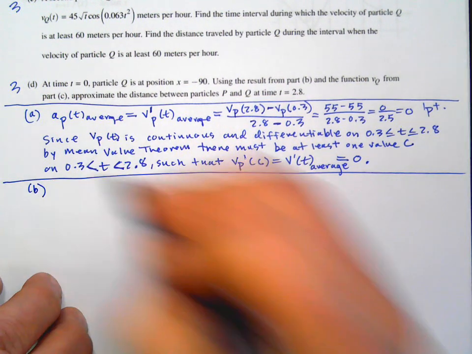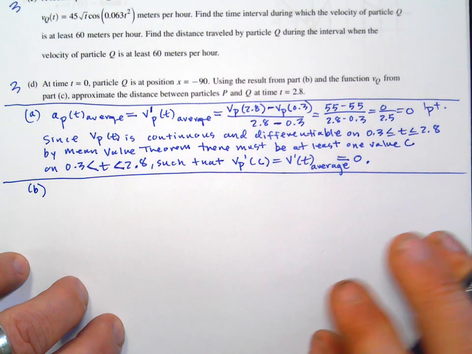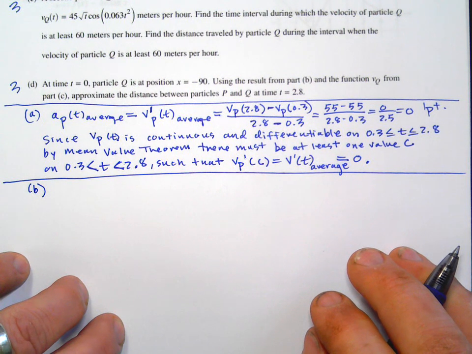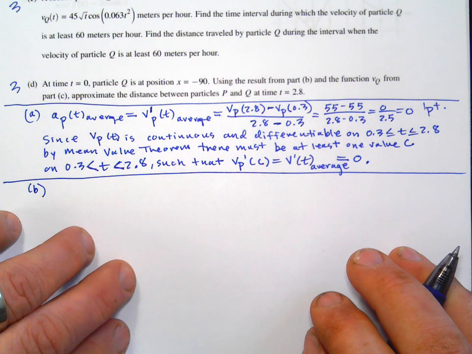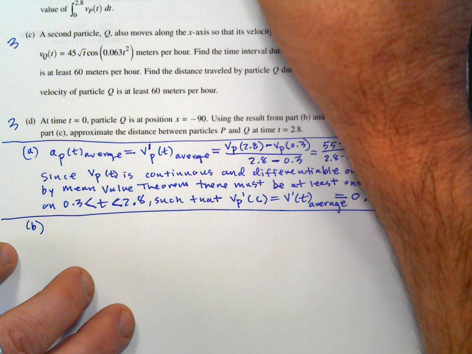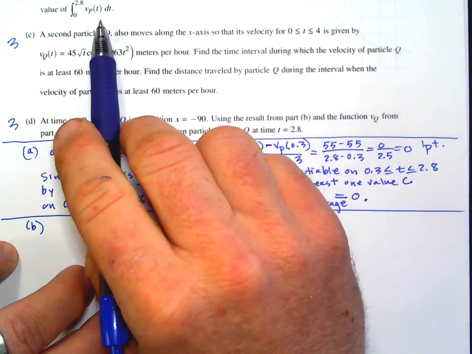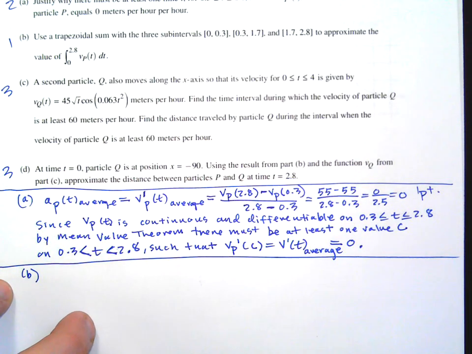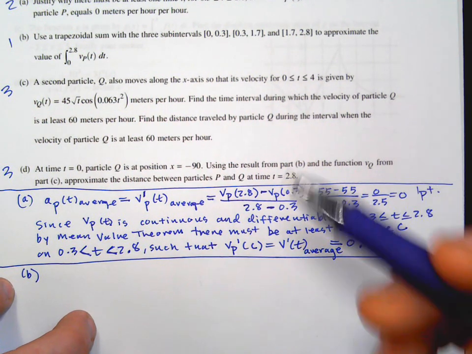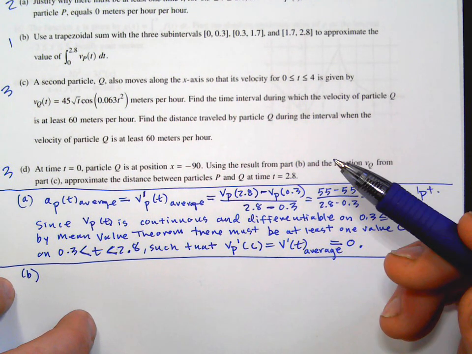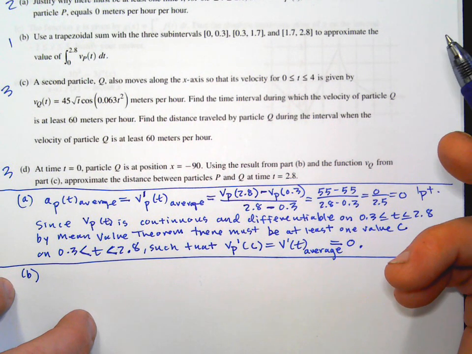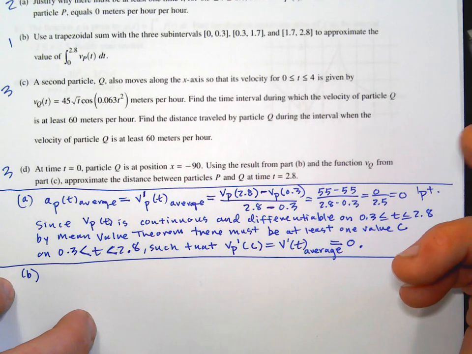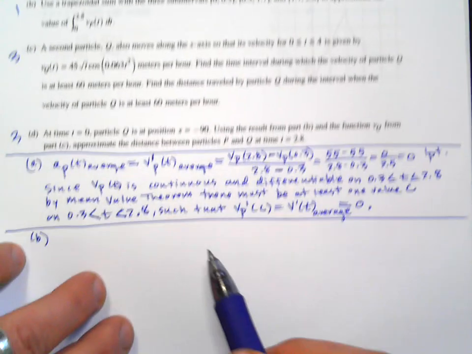Okay. B, use a trapezoidal sum with 3 subintervals, 0 to 0.3, 0.3 to 1.7, and 1.7 to 2.8. So that's not using the whole table to approximate the value of this. Now, by the way, a lot of times they would ask you, well, what does that represent? And you'd say, oh, that's the total displacement of the particle P in meters from time t equals 0 to t equals 2.8. They're not asking that this time, so I think that's actually kind of strange.